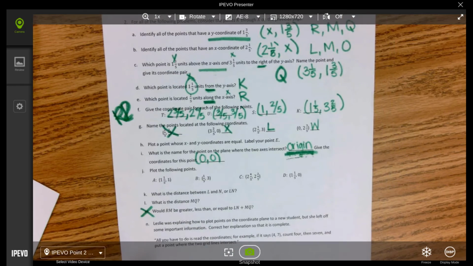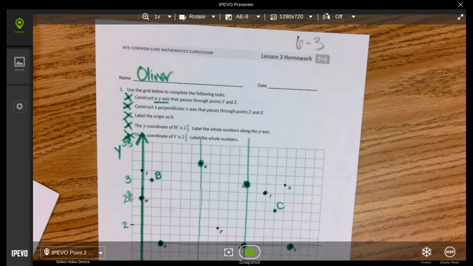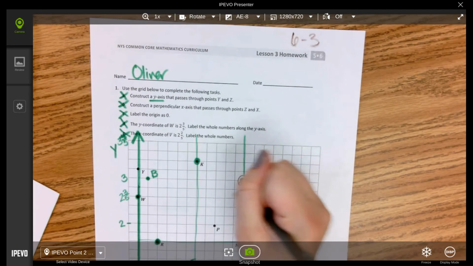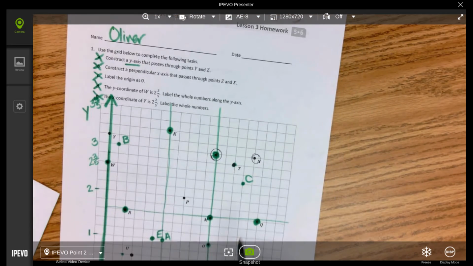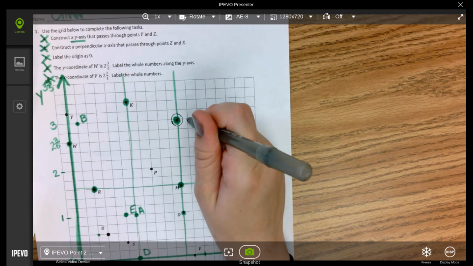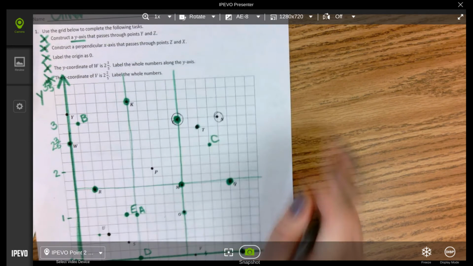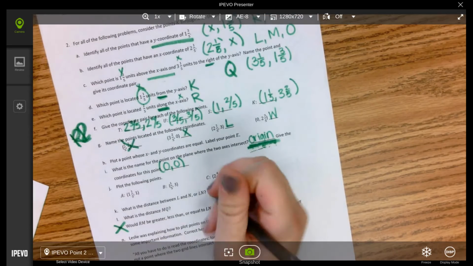All right, what is the distance between L and N? So let's find L and N. Here's L. Here's N. Now remember, we're counting by fifths, so you can't just count boxes. So here'd be 1/5, 2/5, 3/5, 4/5. So they are 4/5 apart.